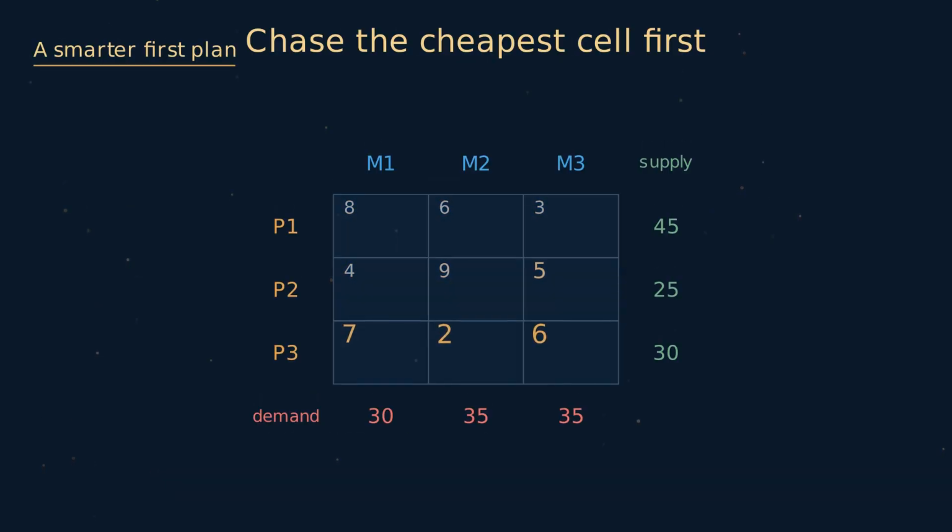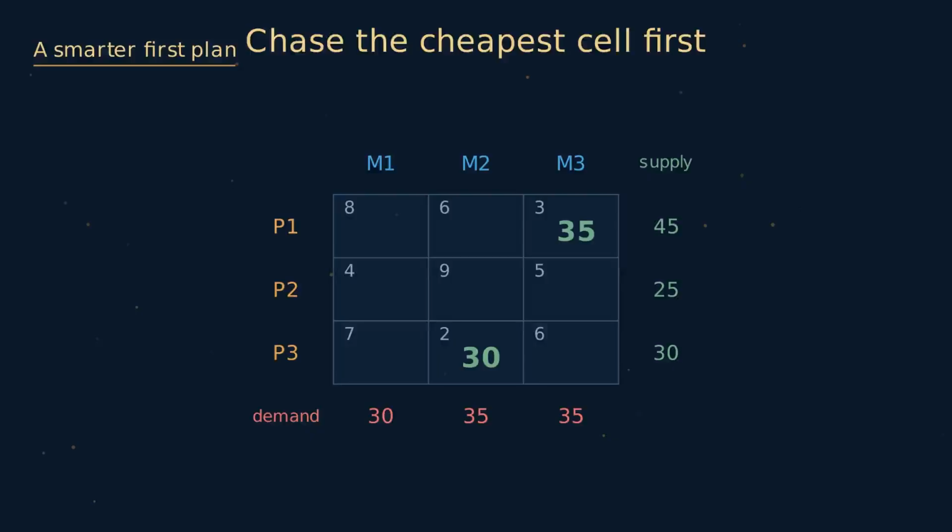Now let the prices lead. Scan the whole grid, find the cheapest cell anywhere in it, and pour as much through that route as supply and demand permit. Then repeat with the cheapest cell that's still available. The bargain of this grid is a cost of 2, from the third plant to the second market. Send 30, that plant is done.